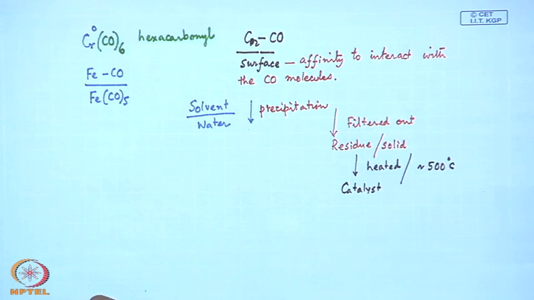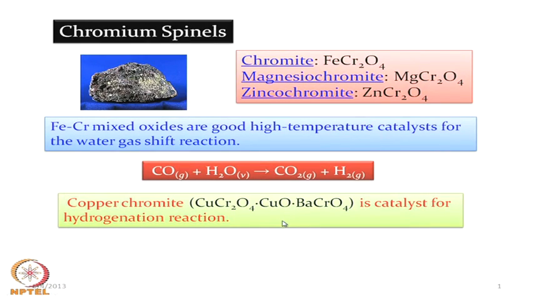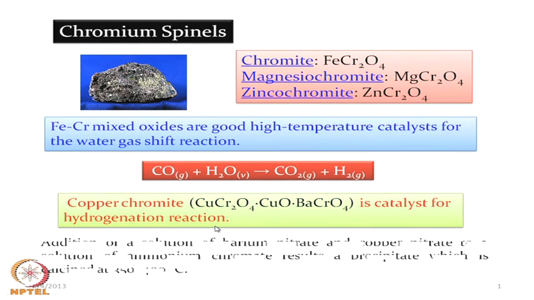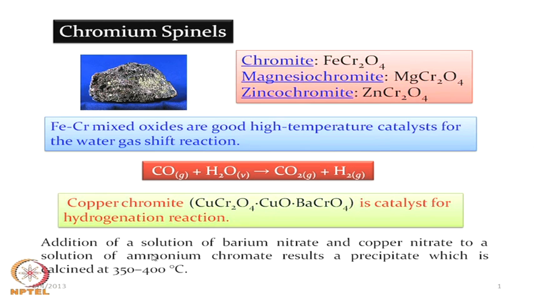So, these are very simple solution process techniques for the preparation of new and other types of catalysts. In this particular case, we make this barium chromate based copper chromite catalyst by taking solutions of barium nitrate and copper nitrate. A mixture of these two can be added to another solution of ammonium chromate, which results in a precipitate of different formulations.